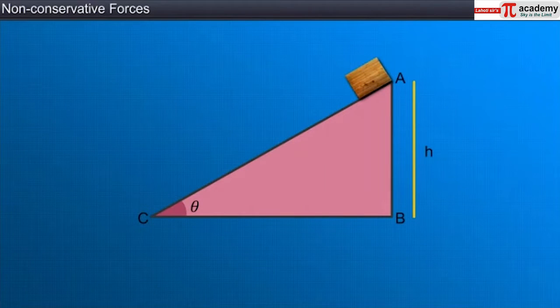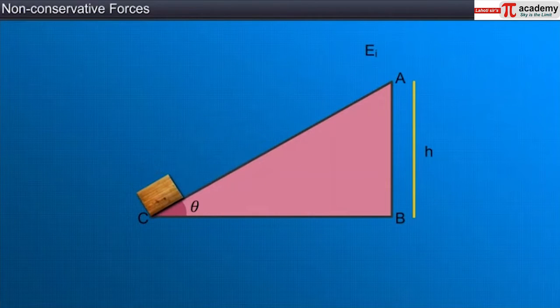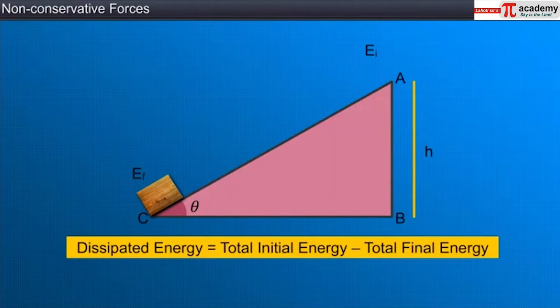Let the total initial energy of the block be EI. When the block slides down, a non-conservative force of friction acts on the block. Here, work is done against the non-conservative force of friction. Since work is done against the non-conservative force, the moving body loses some energy. Let the total final energy of the block be EF. The lost or dissipated energy is equal to the total initial energy minus the total final energy.